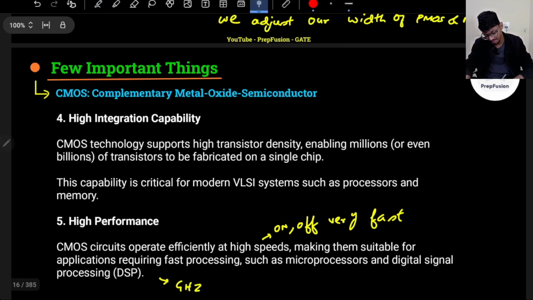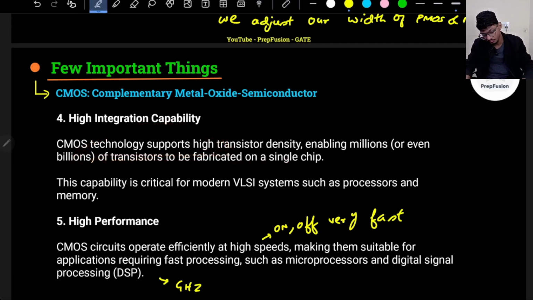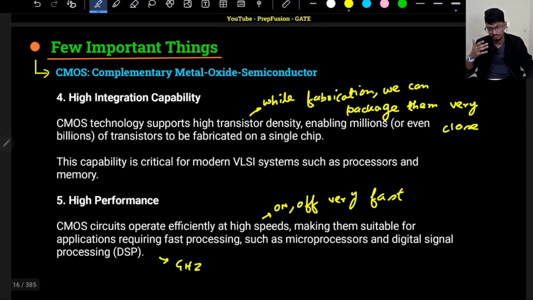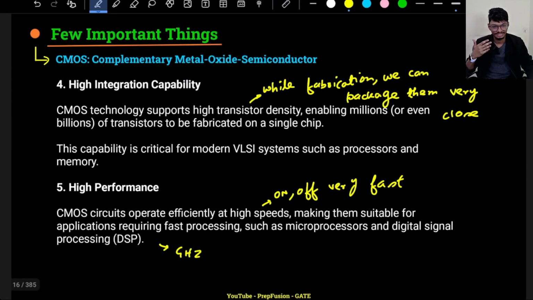And if it has high density, then what we can do, while fabrication, is package them very close. And if we package them very close, then data transfer will have a lesser amount of delay. So that is the advantage of these kinds of things. I hope you have understood this point, right? So that was basically it about the CMOS transistor.